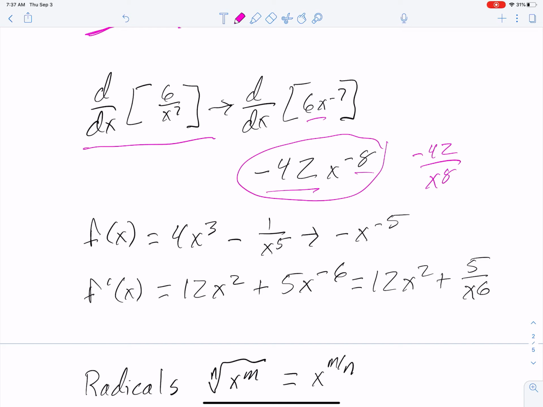Now, if you wanted to take the time to rewrite, you can, but note, again, the only thing that's moving is the variable, similar to what I said above. The only thing that's moving is the variable. Notice the problem did not start with an equal sign. Notice my answer does not end with an equal sign.